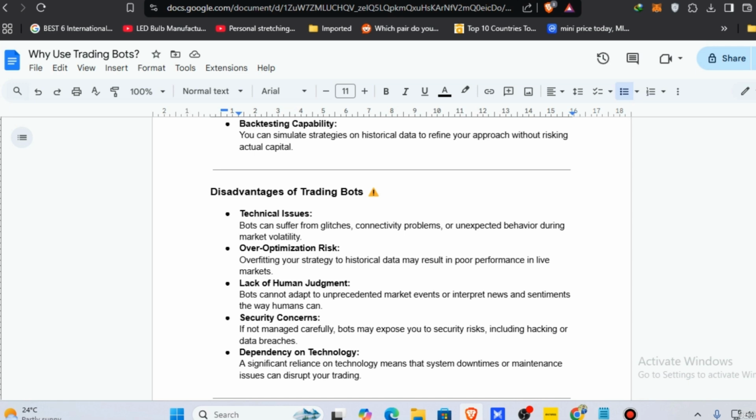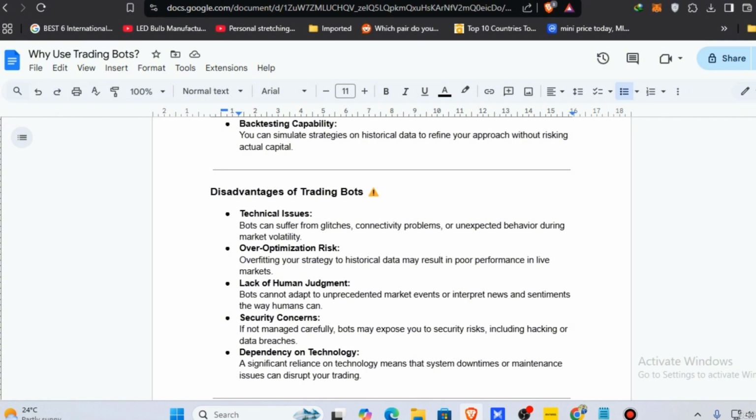Disadvantages, like technical issues. Bots can suffer from glitches like connectivity problems and unexpected behavior during market volatility and other stuff. Then there is optimization risk: overfitting your strategy to historical data may result in poor performance in live markets. So whether you make your own bots or buy one, don't try to find bots that are history optimized or over optimized. Look at their risk to reward ratios, and understand their strategy and their function.